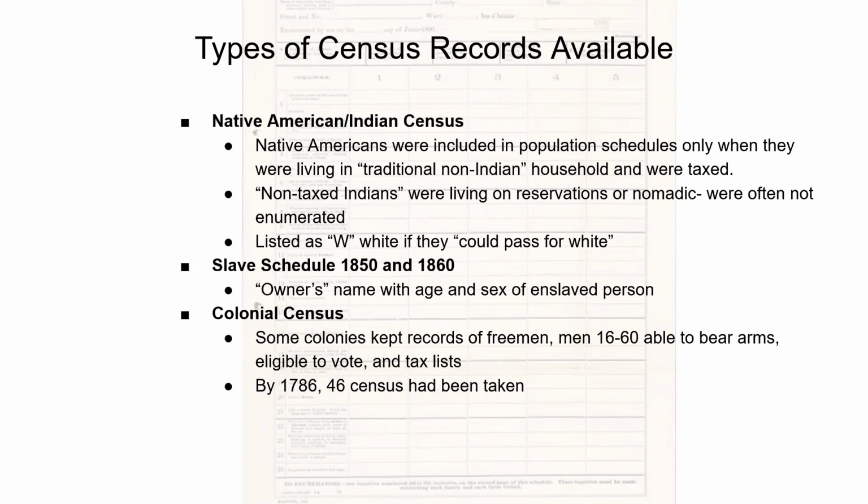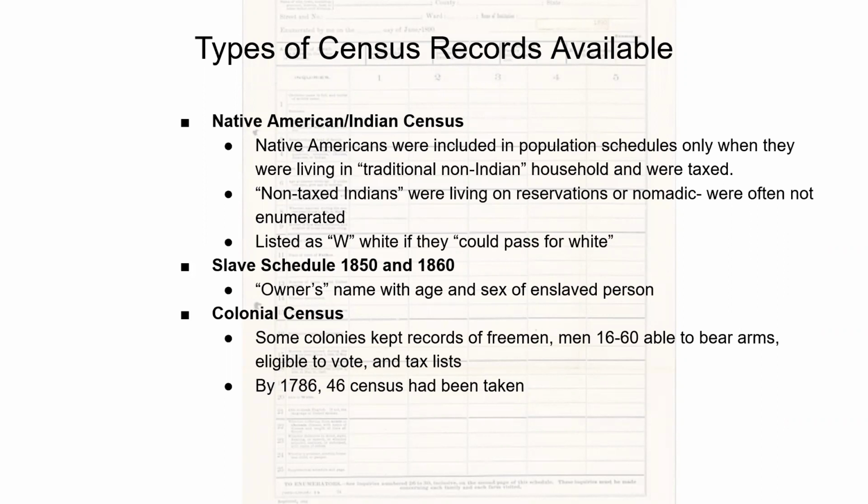If they were living in what quote unquote traditional environments, such as in towns or in cities, they were included on the population schedule. If they were living on reservations or were nomadic, they were considered non-taxed Indians, and they were not usually enumerated. Often you will find when you're researching this group, they would be listed their race as white because it was easier to pass as white and get through society. So don't be discouraged if you're looking and you see that come up.